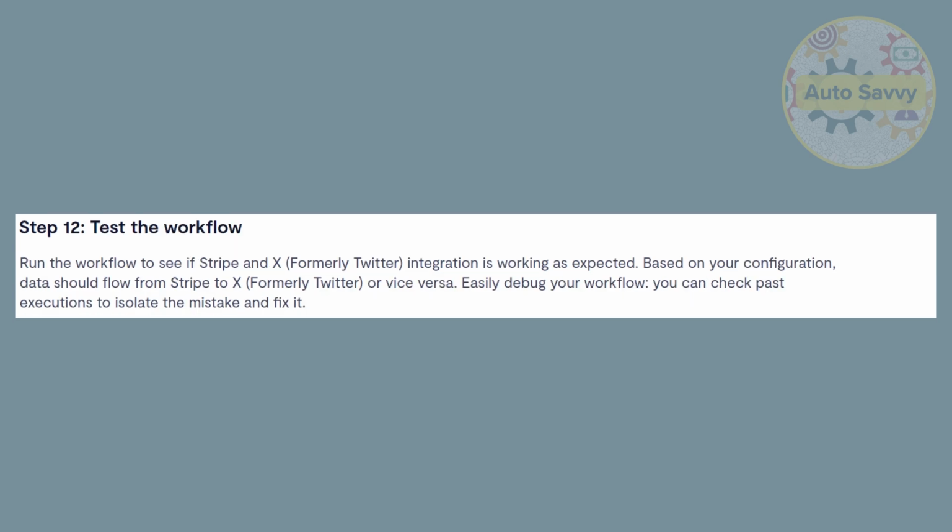Then, run the workflow to see if Stripe and X's integration is working as expected. After that, based on your configuration, data should flow from Stripe to X or vice versa. Easily debug your workflow. You can check past executions to isolate the mistake and fix it.